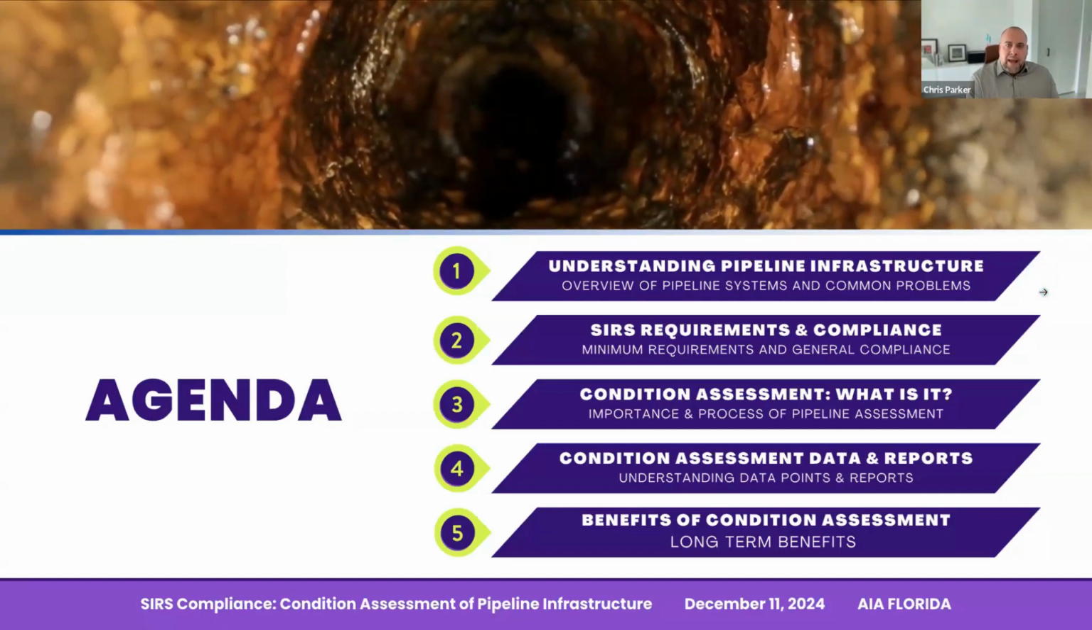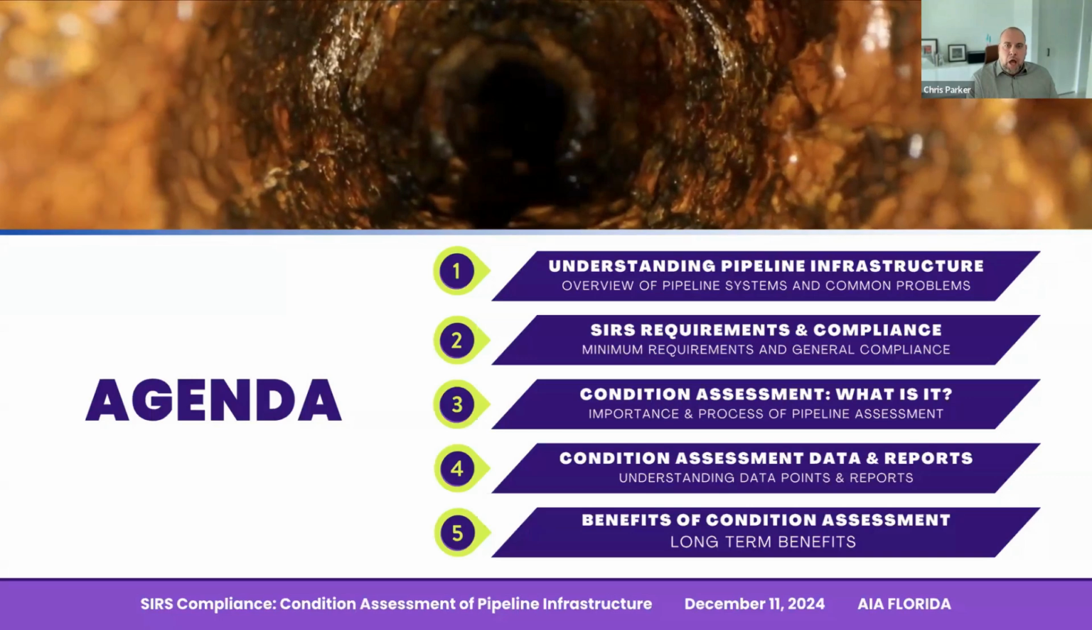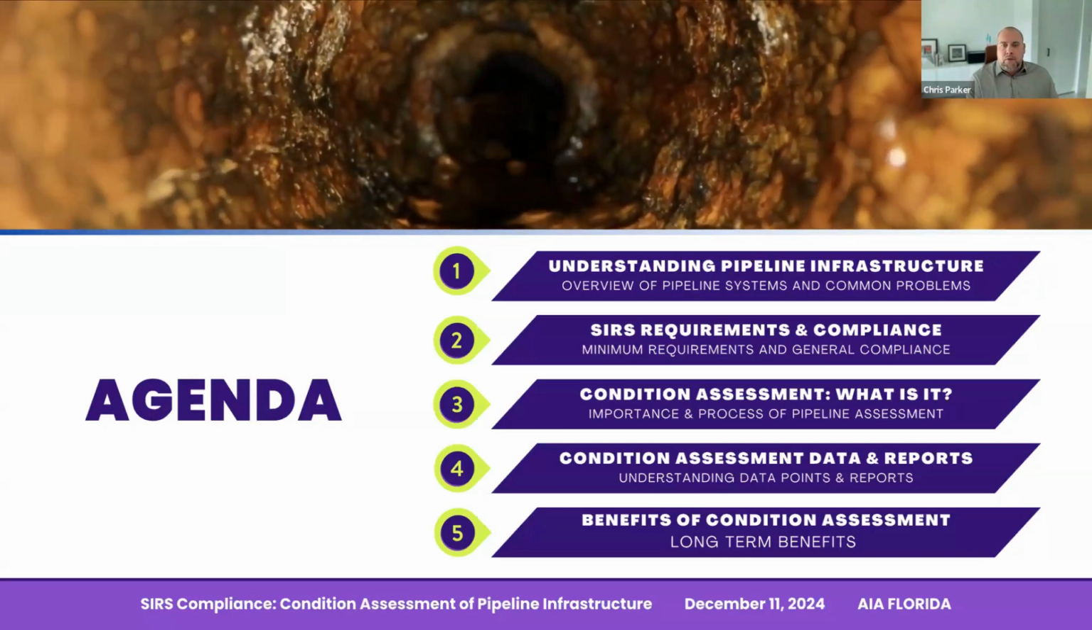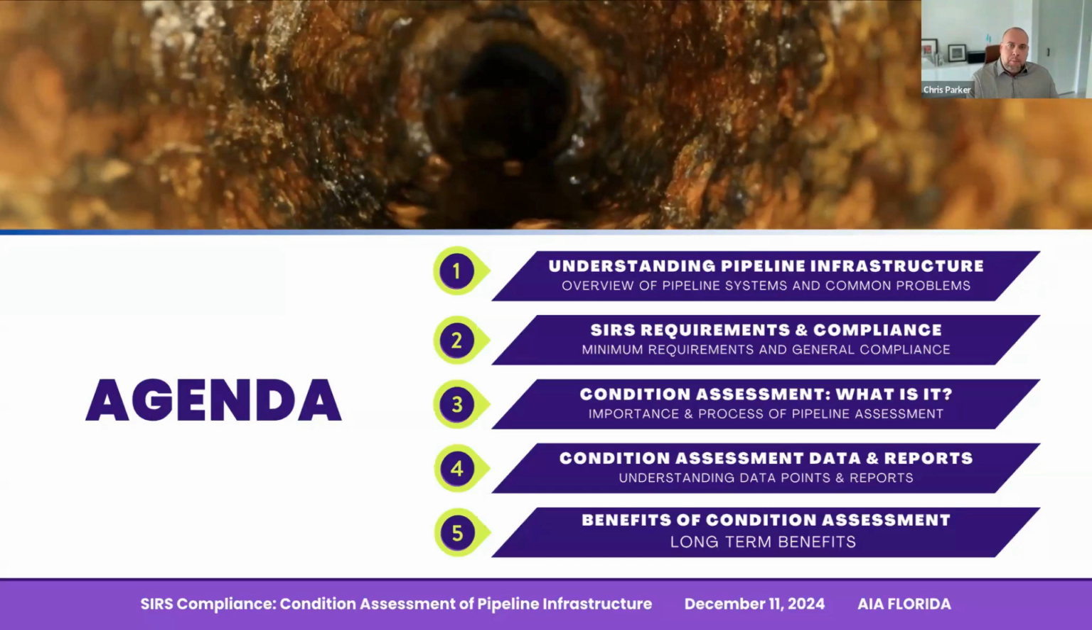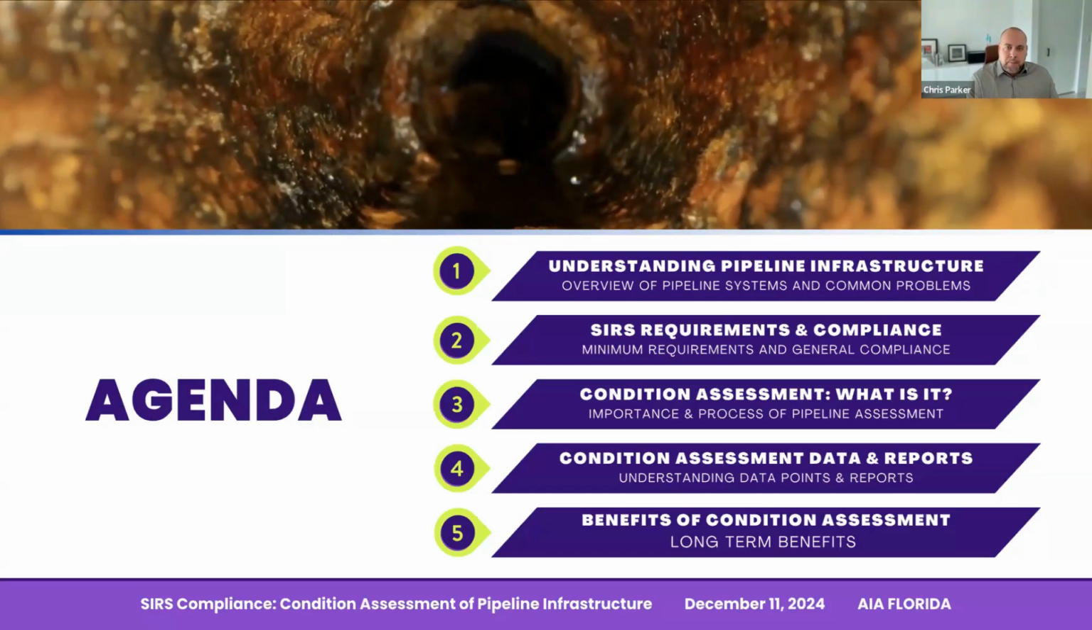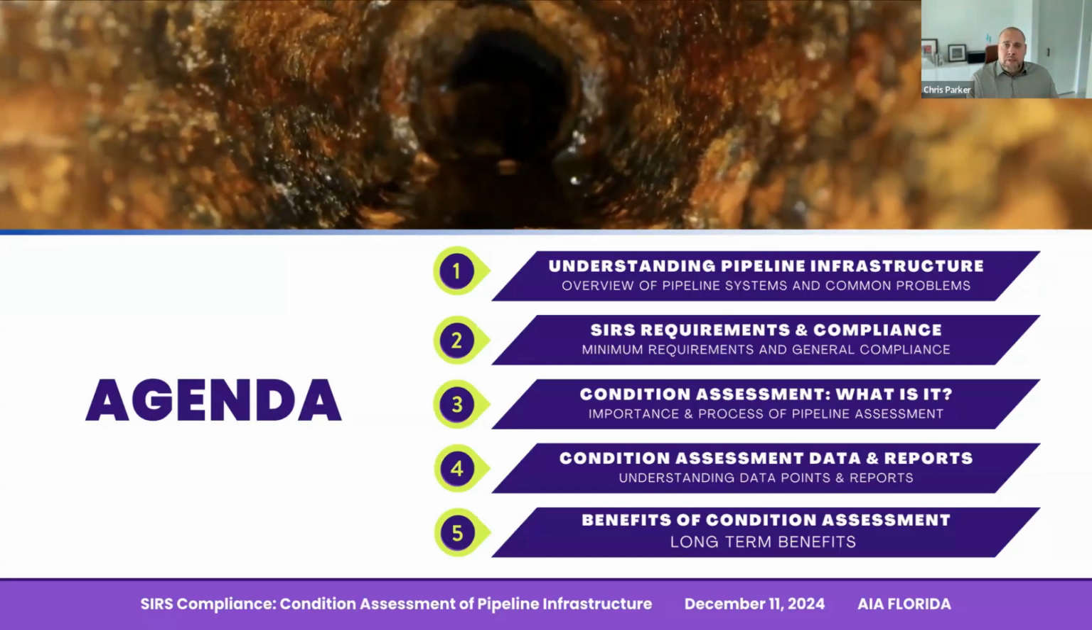So we're really going to go through 5 core topics today. The first is really understanding what pipeline infrastructure is, the different pipeline systems that exist within a building, and then the common problems most condo owners and facility owners that we see are having. We're going to talk briefly about the SEERS minimum requirements and the compliance that different agencies need to have from the architectural or the engineering standpoint, and when you're working with your local communities and your local buildings to ensure that we're meeting those standards.